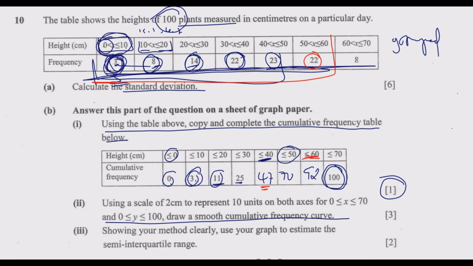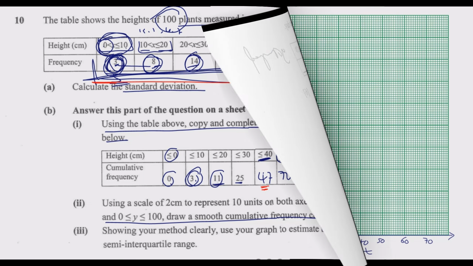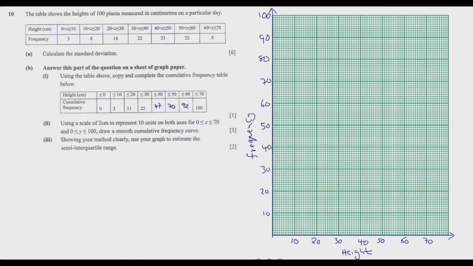So let me just go to the next page where we have the graph paper. Then we can graph this information to answer Roman numeral 2. Okay, so we have the graph paper, which is well labeled. Remember, the instruction is we have 2 centimeters to represent 10 units. So 10 units is represented by 2 centimeters. So 2 centimeters is this interval. So this is the 2 centimeter on the standard graph paper.